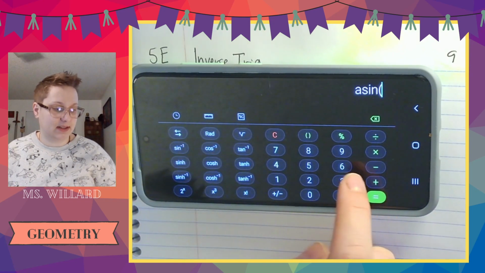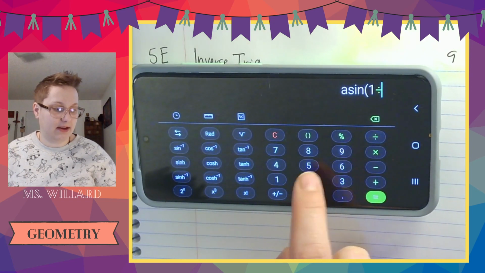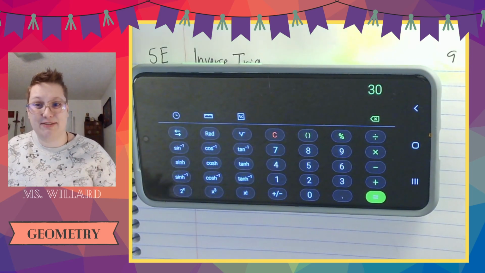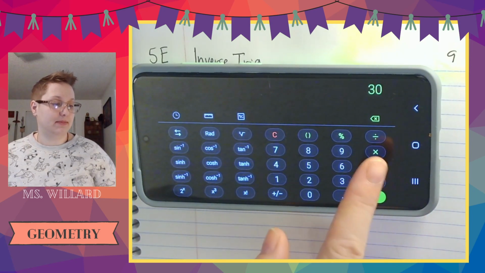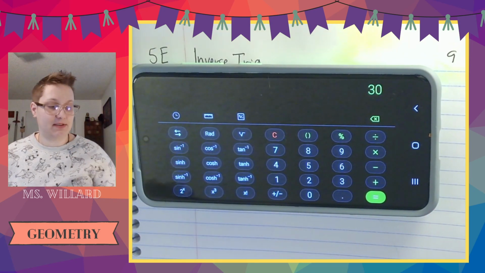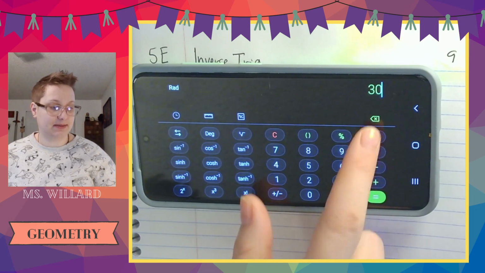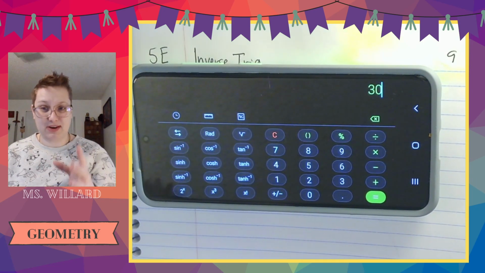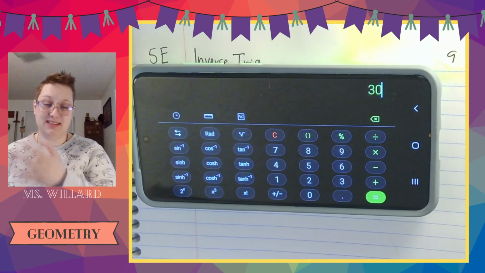And then I want to use the top one here, sine inverse. So I would do sine inverse of, let's say, 1/2. And I should get 30 because we know sine of 30 degrees is a half. So that's your degrees. If you get a weird number, it's because you're in radians on accident. Again, on an iPhone, you have to do the number first or the fraction first and then do the sine inverse button.